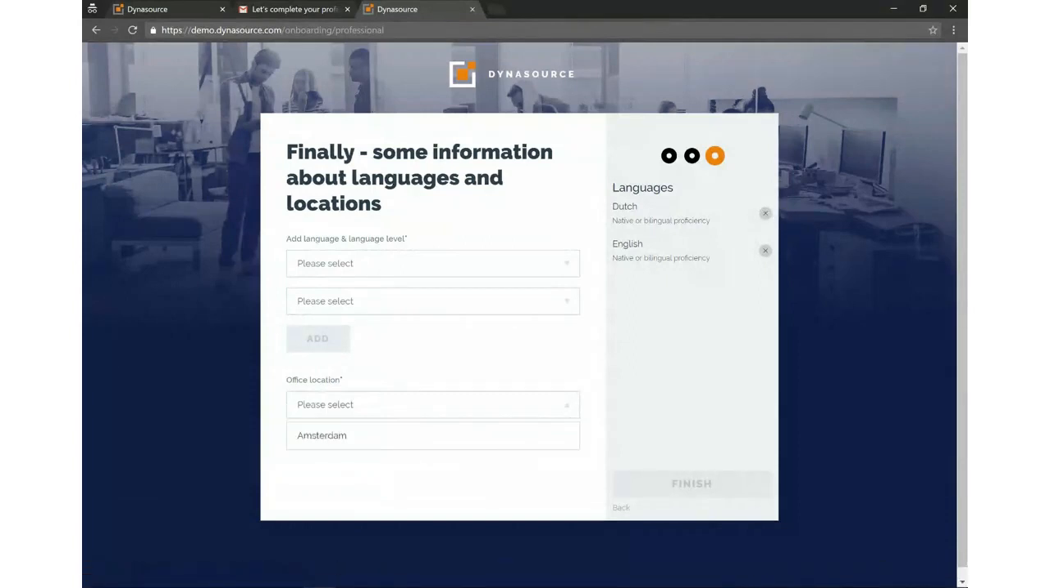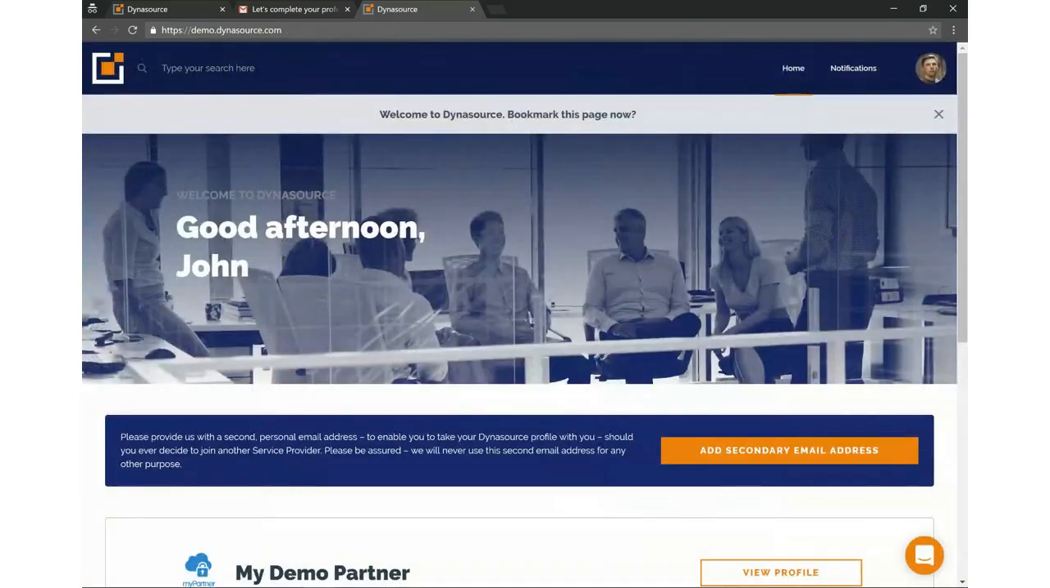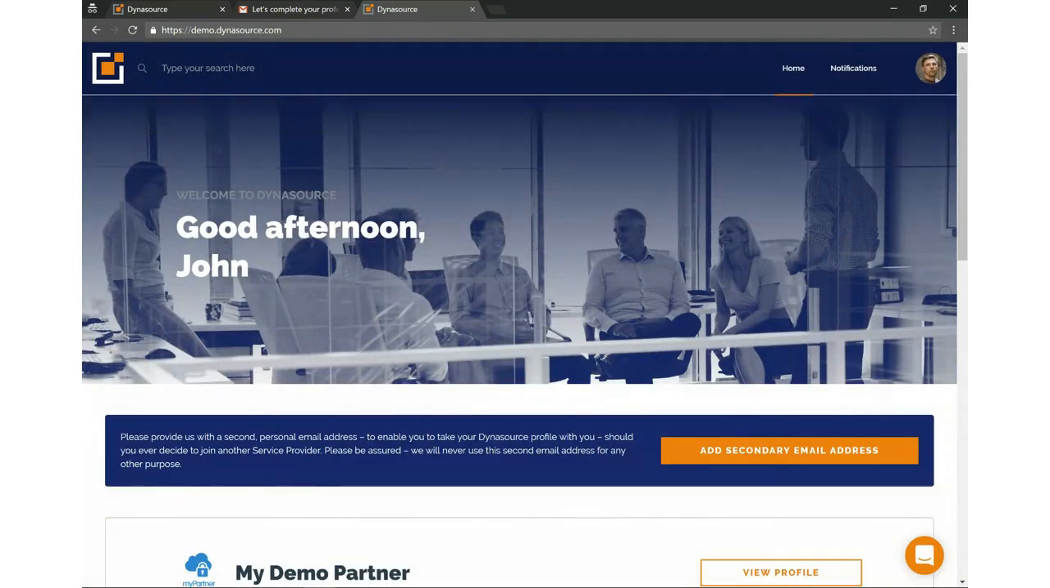And he finally selects a location for where he does his work from. And in this case, it's only one, because as a practice manager, only one location was added to the profile of my demo partner. If they had more locations, the practice manager could add them, and then the professional could select them. He selects Amsterdam, and when he does so, he finishes the onboarding process. Well, and as you can see, this is a very straightforward process that takes just a few minutes, no longer than filling in a timesheet probably. So that's very easy.